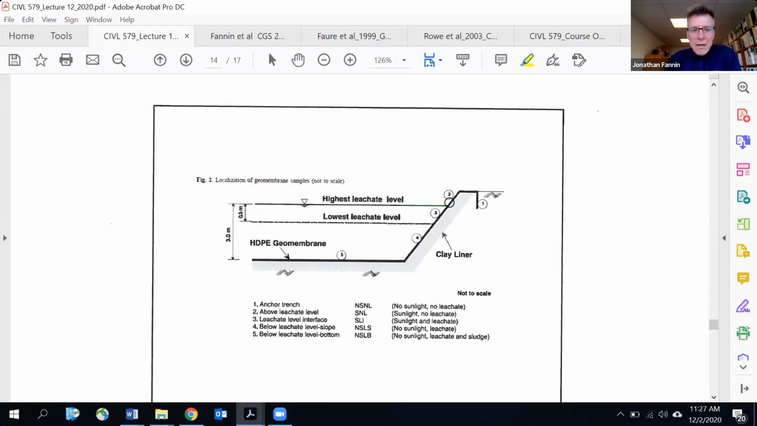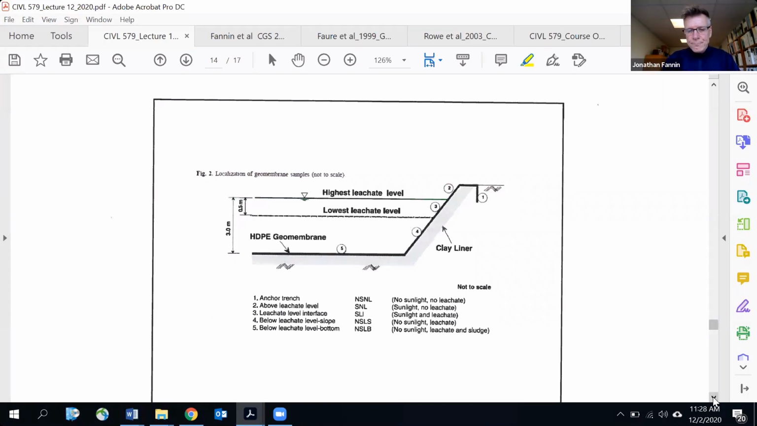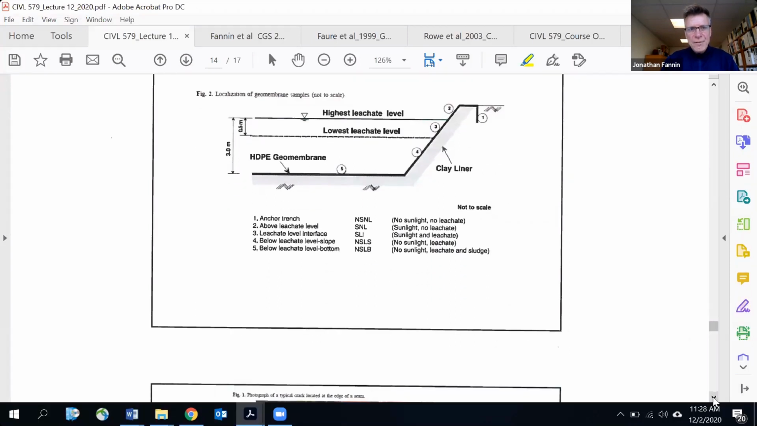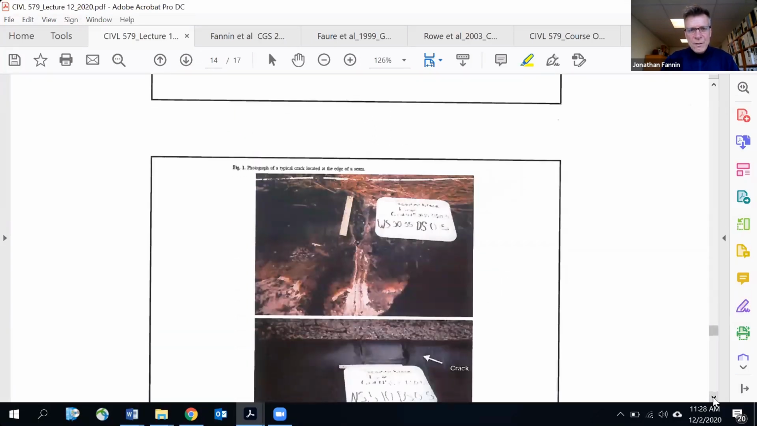Then above the anchorage trench, or sorry, out here on the beach level, sunlight, no leachate. Above the alternating leachate level, pond level, sunlight and leachate. Then we go underneath, no sunlight, leachate. And so you see it, arguably, 1 is not as aggressive as 2, which is not as aggressive as 3, likewise to 4, 5 is the most aggressive. So we have a little categorization of things. And what does it look like?